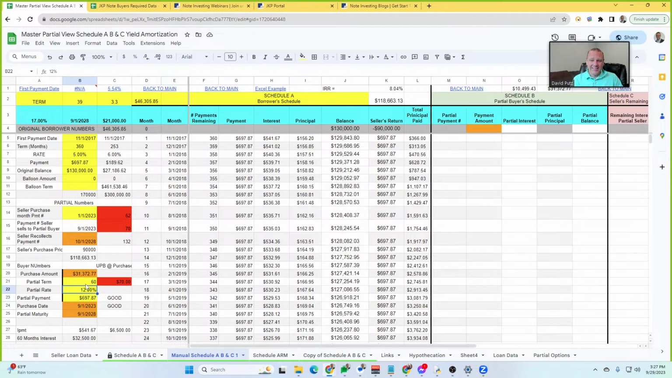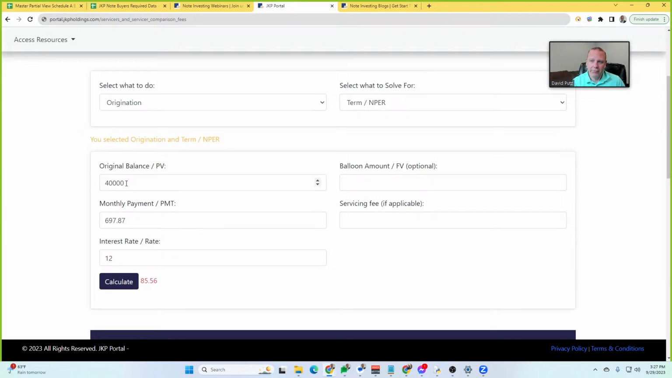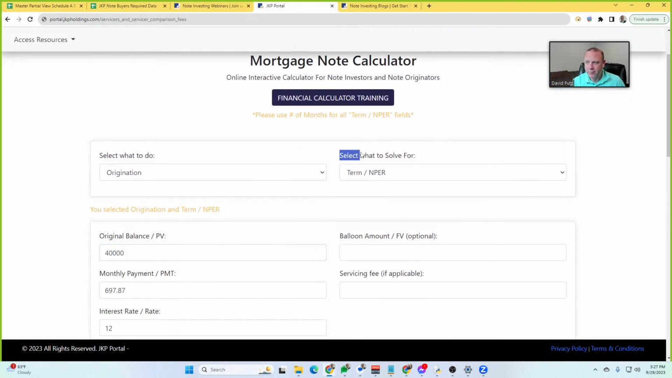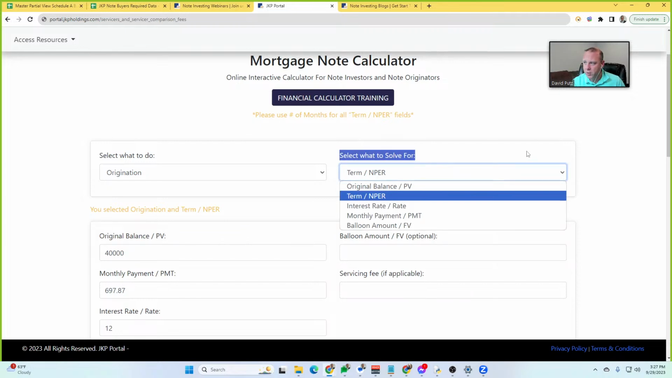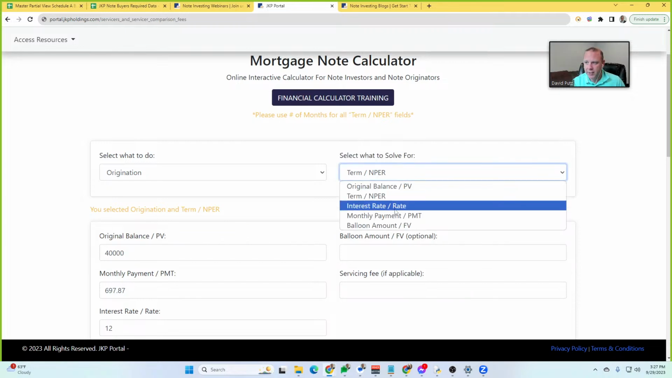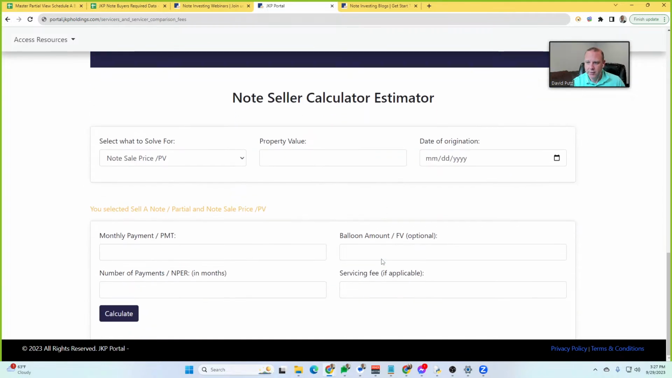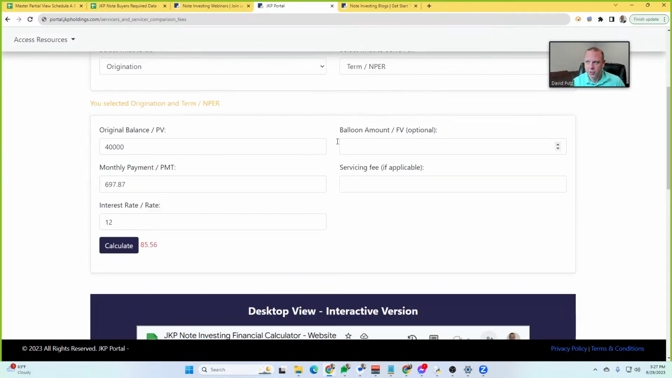I'm going to buy 60 months of payments for 12% at our payment, which is here, for $697. And we're going to buy for $31,372.77, which equals a 12% return, in our financial calculator. I can figure out anything I want here. This is our calculator that we created. You choose what you want to solve for. If I want to solve for term or payment or whatever, it calculates things for us. We have a note seller calculator in there too.